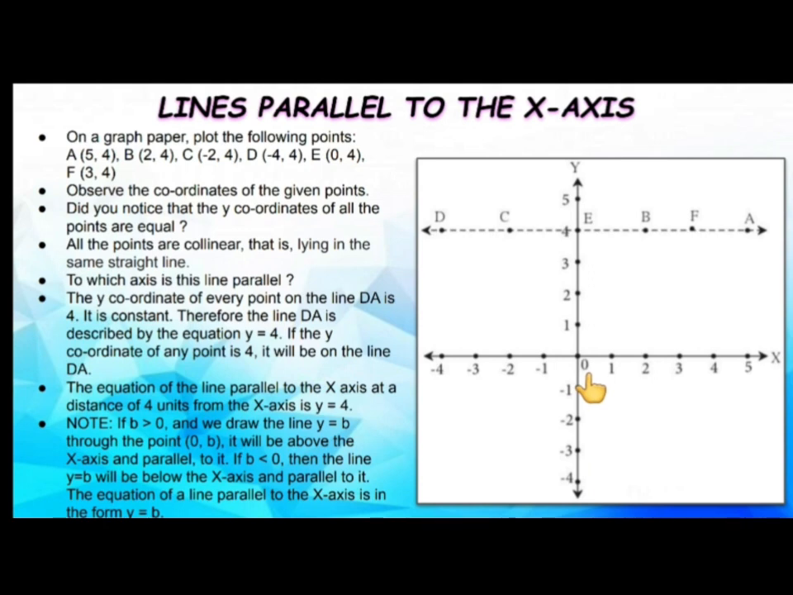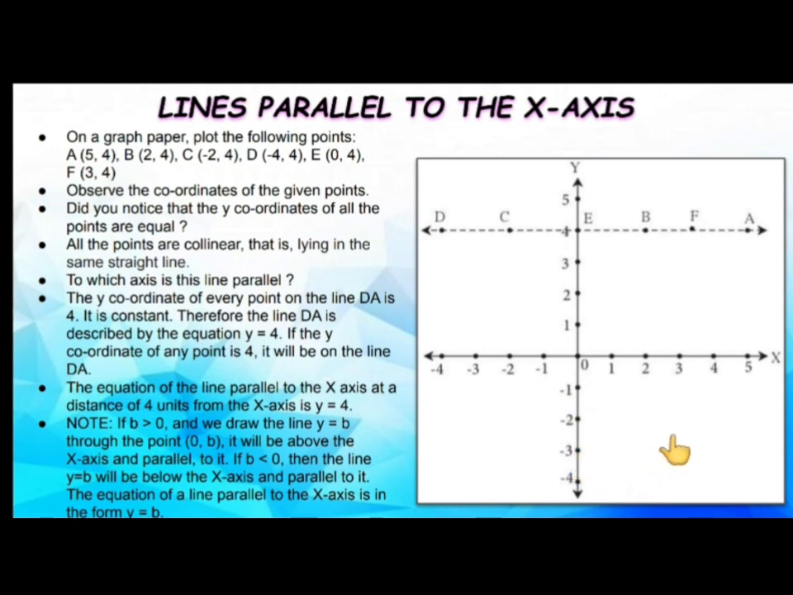Then the origin divides the x-axis into two parts. On the right of the origin we have all the positive numbers, and on the left of the origin we have all the negative numbers on the x-axis. The origin divides the y-axis into two parts. That is, above the origin we have all the positive numbers on the y-axis, and below the origin we have all the negative numbers on the y-axis.